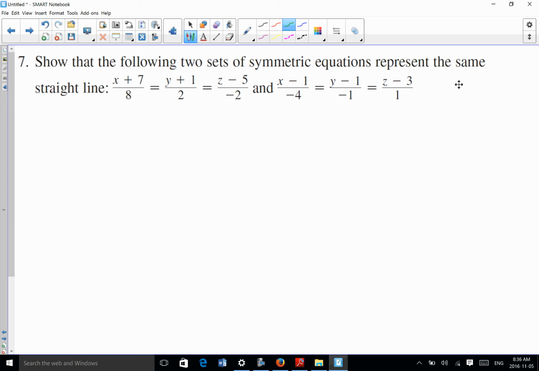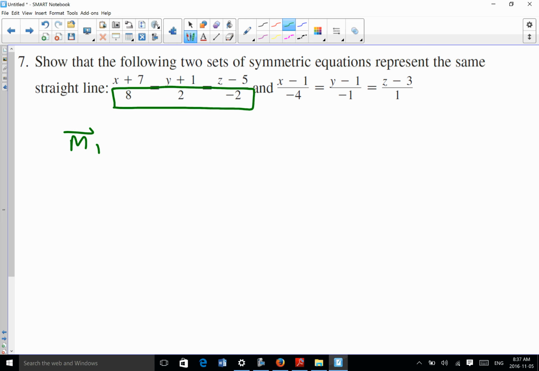In number 7, we're asked to show that the following two sets of symmetric equations represent the same line. Well, things are the same line if they have the same point and they point in the same direction. So let's identify directions. There's a couple ways we can do this. On the answer page, I'll put it into vector format and compare them. Here, I'll just show you real quick the direction of this one.